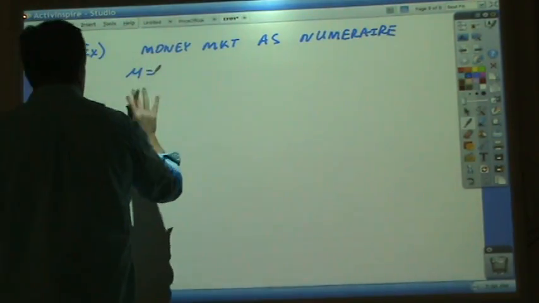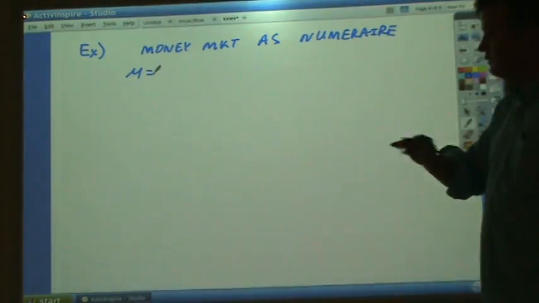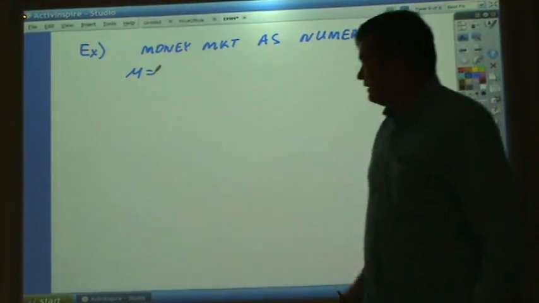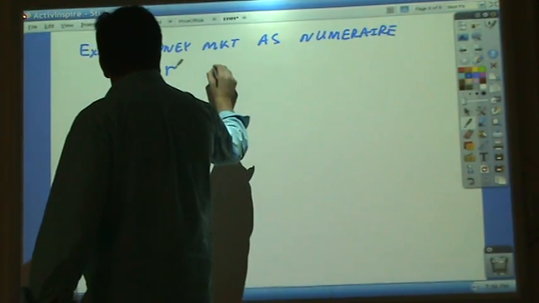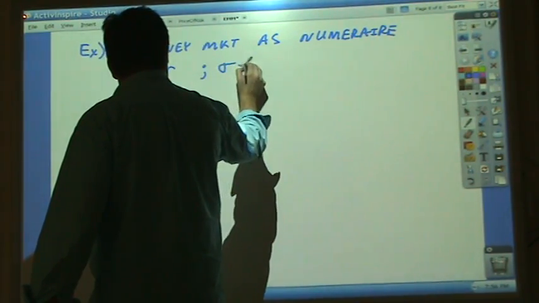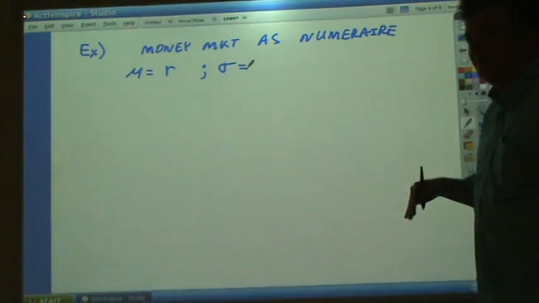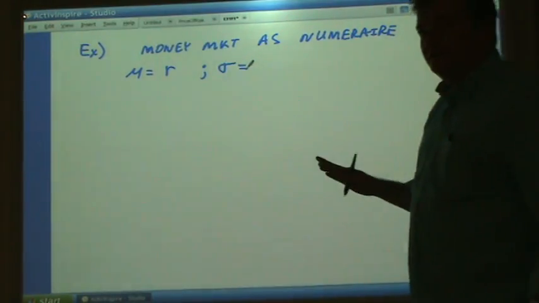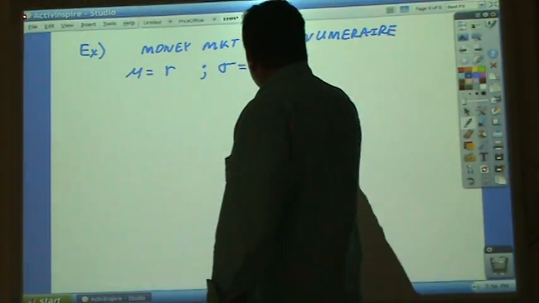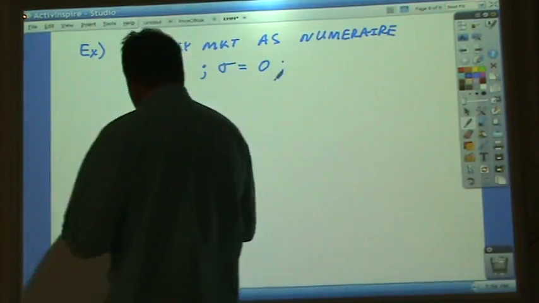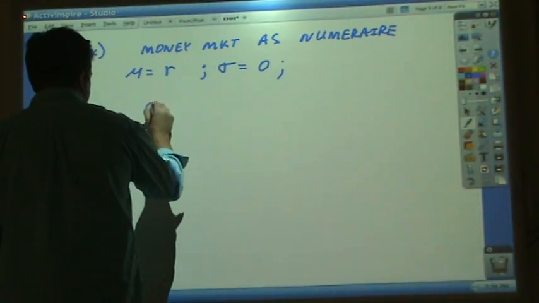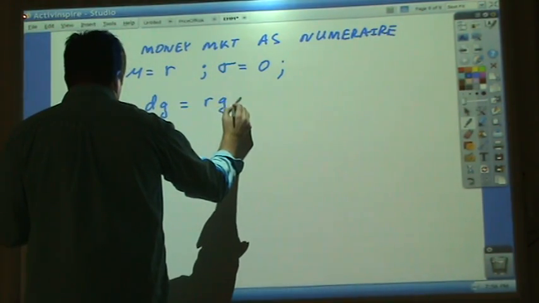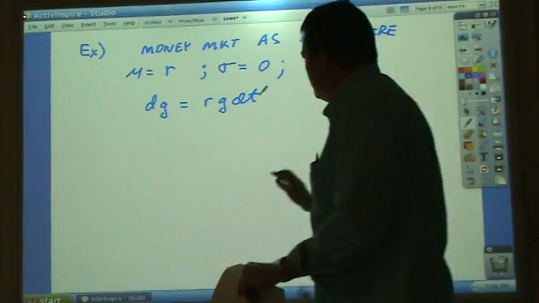Okay, so the money market grows. Now the money market in this example, what is sigma? Well, what is mu? The drift rate is R, right? Money market is you're putting the money in the bank and collecting interest. So the drift rate is R, and sigma is what? How volatile is the money market? There's no volatility, right? So for the money market, we're using the money market as the numeraire, so the rate of change is equal to R times G dt. There is no sigma term.